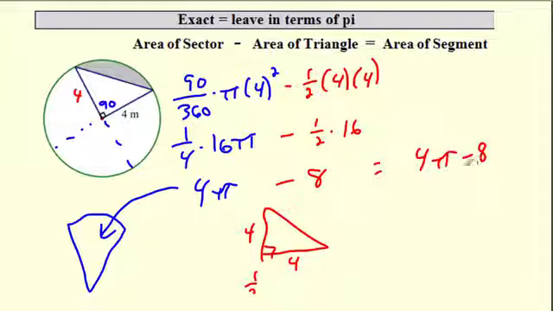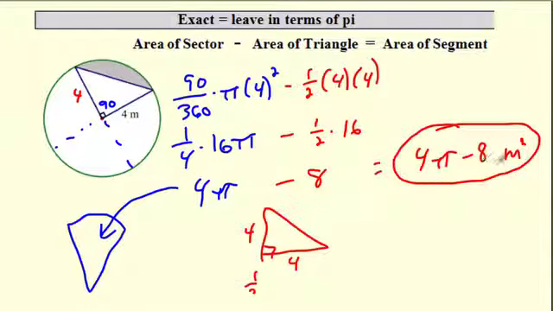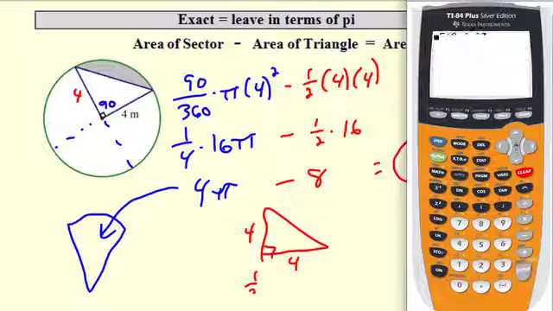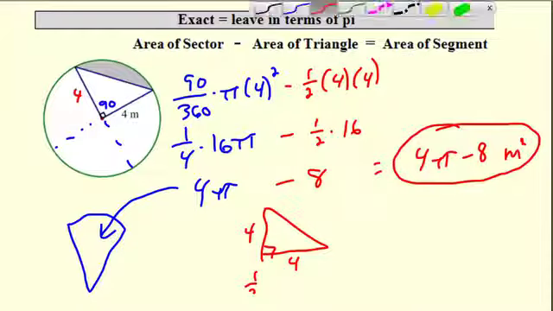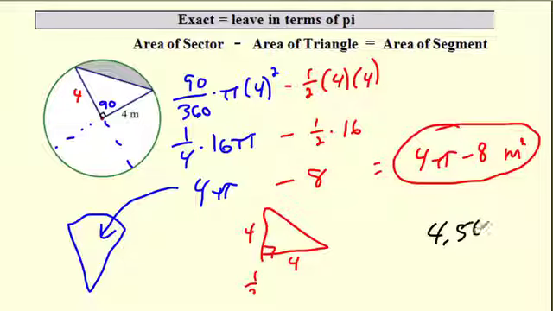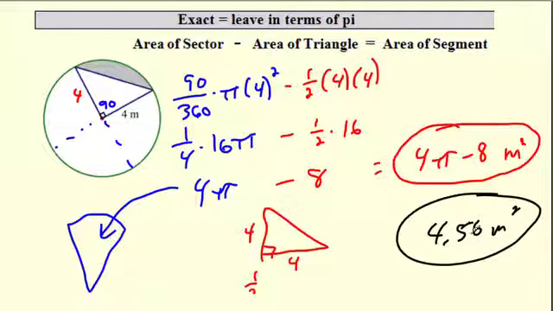I can't combine them. They're not like terms. But this is a real area. SAT may throw something weird at you like this. It's 4 pi minus 8 meters squared. I'm not going to make you do it on a test, but I want you to be aware that it could happen. Don't freak out if you see it. That is a perfectly fine answer. But a really good approximation, if you want decimals, would be 4 times pi minus 8, which is 4.56. So I would definitely accept 4.56 meters squared. That's a very good approximation, but 4 pi minus 8 would be the exact value.